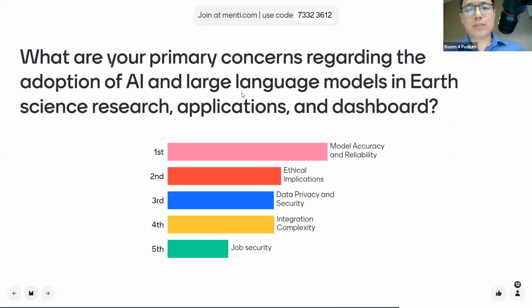Next question: what are your primary concerns about the adoption of AI and large language models in current earth science research? To be honest, I didn't see many people actually using them at this point. There are several papers about how to build one for earth science, but not many people are using this for earth science research, as far as I know. It seems people are really concerned about model accuracy and reliability. Yeah, that makes sense.